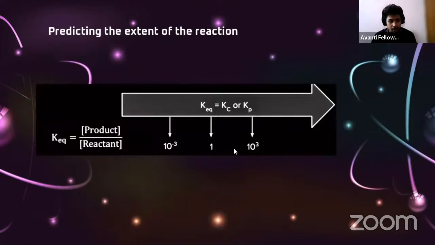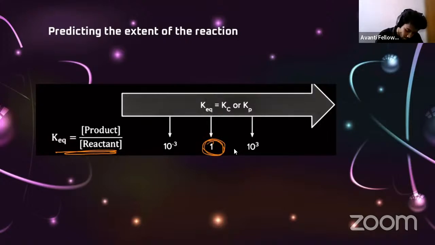Okay, is your doubt clear? If you are clear, then we'll go to the next concept, that is predicting the extent of reaction. What you are seeing here, K equilibrium is nothing but the concentration of product by the concentration of reactant. If K equilibrium is equal to 1, that is exactly how much forward reaction is happening, the same amount of backward reaction is also happening.